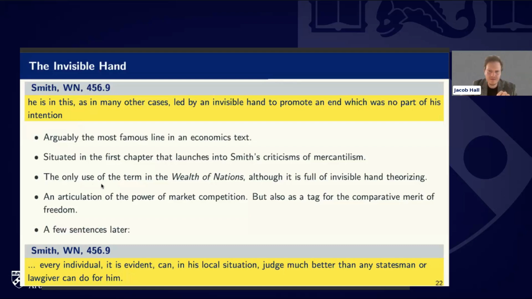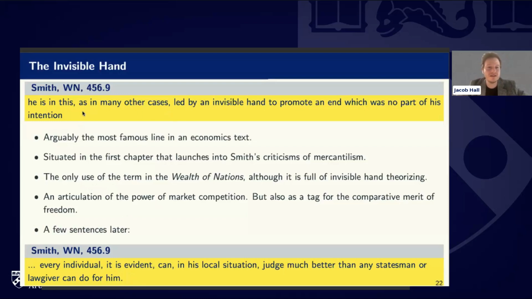This is the only use of the term in the Wealth of Nations, and a lot of people make a big deal out of that. I would sort of downplay that as a major insight. The book is full of invisible hand theorizing throughout, and he just uses the term in this location, yes, but the book is seeped through with these kinds of ideas.